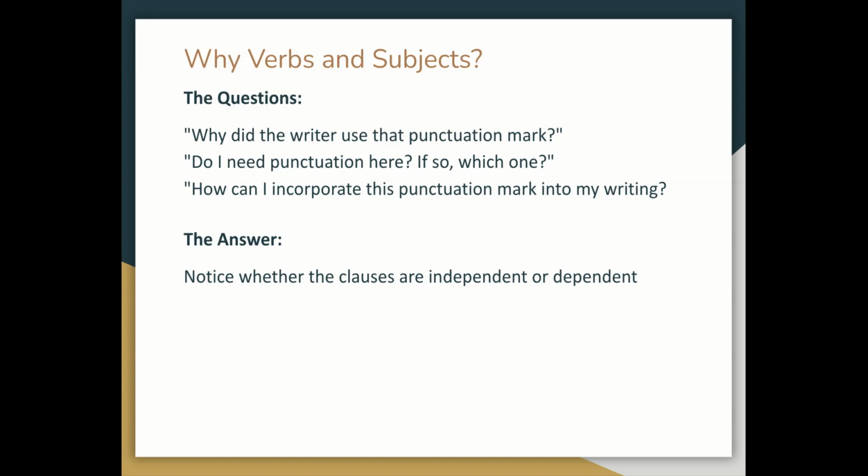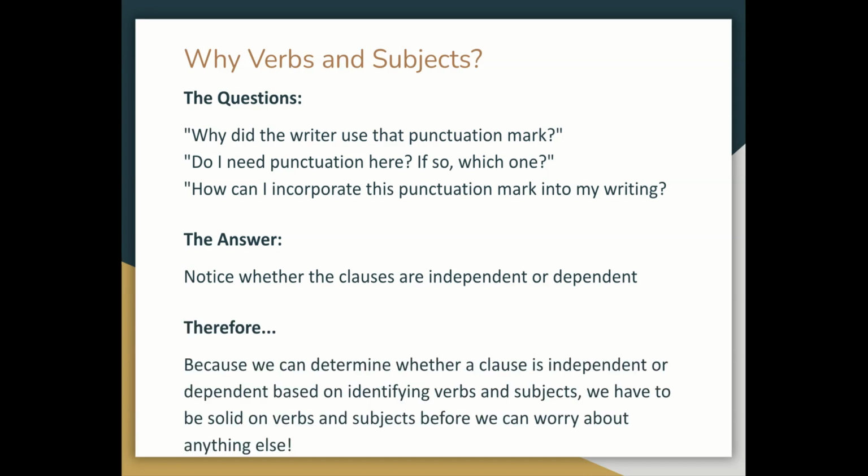But if we're going to figure out if something's independent or dependent, boom, verbs and subjects make the difference. We can determine whether a clause is independent or dependent based on identifying our verbs and our subjects. So again, in our next video, we're going to work on independent versus dependent. But for that to make sense, we have to take one step back and say, let's figure out verbs, let's figure out subjects. If we can be solid on verbs and subjects, then we can be solid on independent and dependent clauses. If we can be solid on independent and dependent clauses, our next video, then boom, we can start asking these questions and putting them into action.